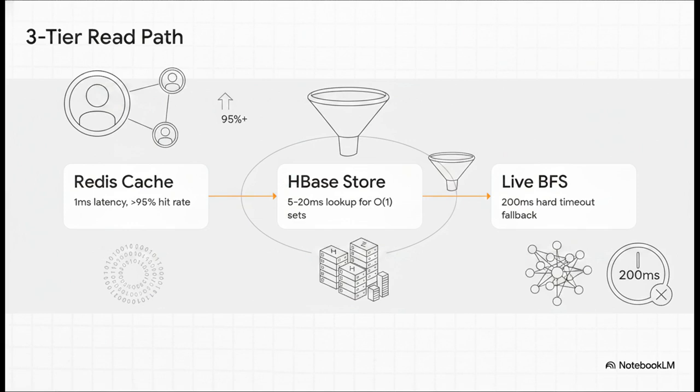3-tier funnel. When a request comes in, the very first stop is Tier 1, the Redis cache. The key is just the source ID and the destination ID. If we get a hit there, we return it in basically 1 millisecond, and that handles over 95% of all traffic. Now, if there's a cache miss, we smoothly fall through to Tier 2, the HBase degree store that we just broke down. We check those compressed, roaring bitmap sets, which takes about 5 to 20 milliseconds.